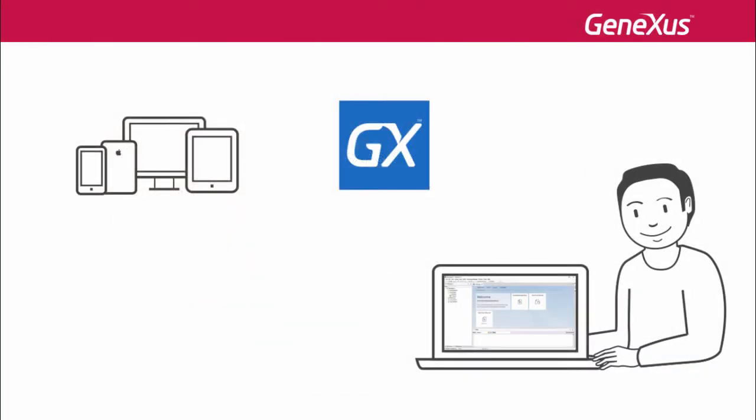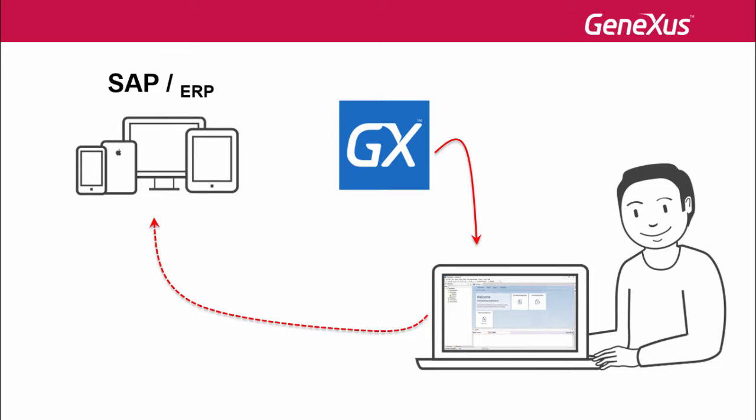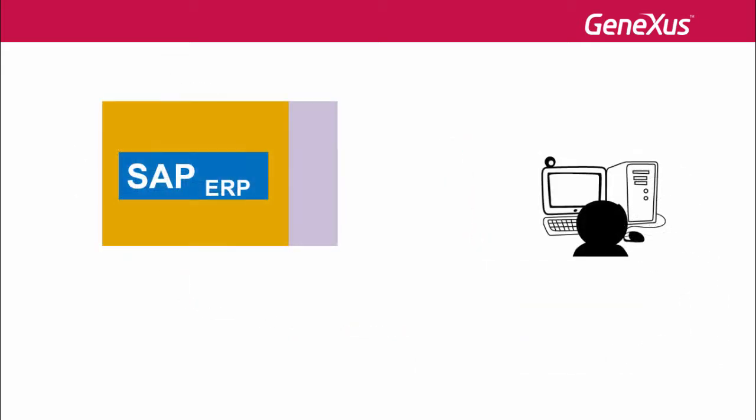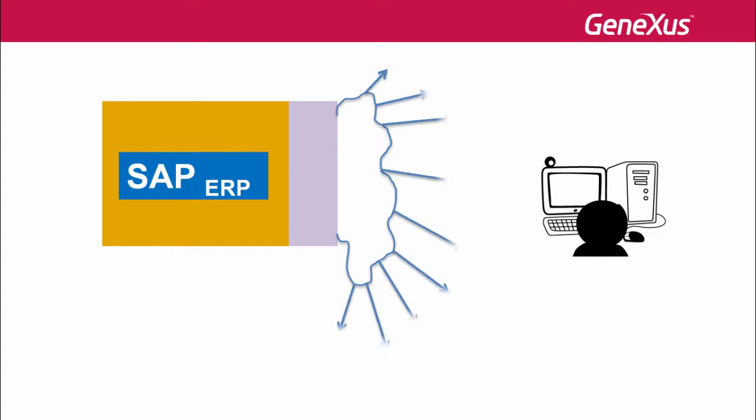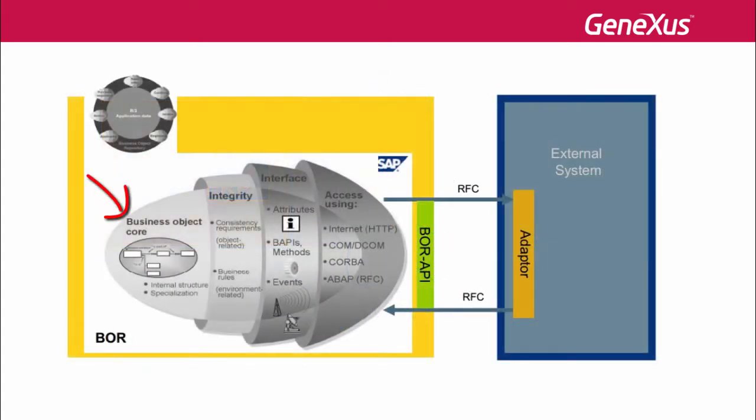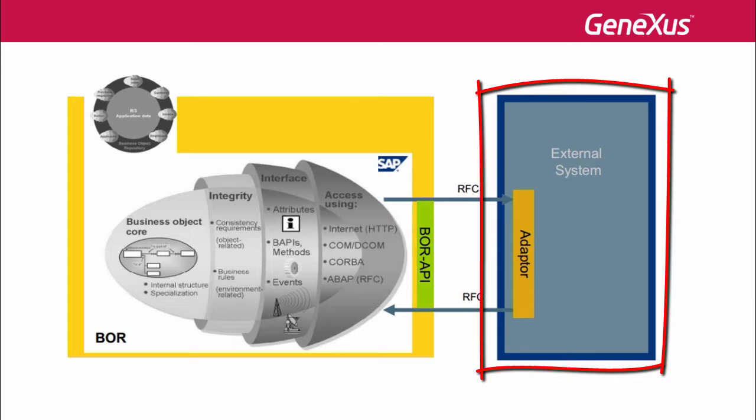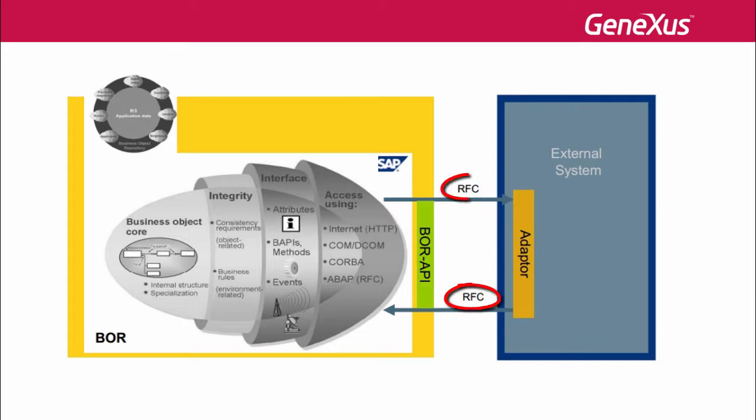All applications developed with GeneXus can be integrated with other applications through various mechanisms. A particularly important one makes integration possible with an SAP ERP system. We know that SAP is open to external developments, allowing for interaction with its business objects through BAPIs, business APIs, defined and maintained in the SAP Business Object Repository, or BOR. These BAPIs are implemented as ABAP functions, allowing for remote access. That is to say, from outside the SAP ERP, through the RFC Remote Function Call Protocol defined by SAP.